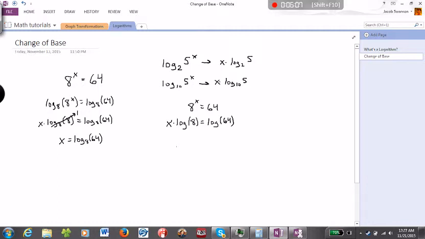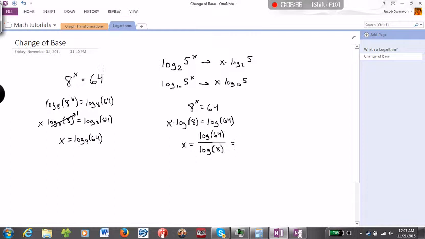And there it is. Alright, so then we can solve for x if we divide this log of 8 to the other side. So we get x equals the log of 64 divided by the log of 8. And this is something that we can actually put in our calculator. So let's go ahead and do that and see what we get.